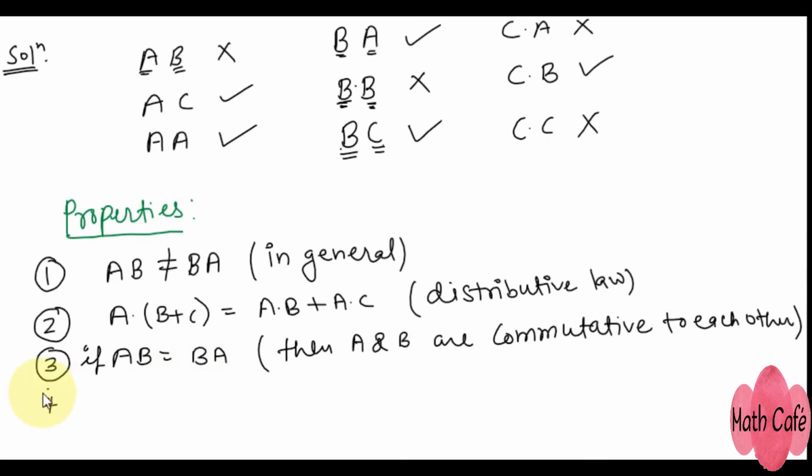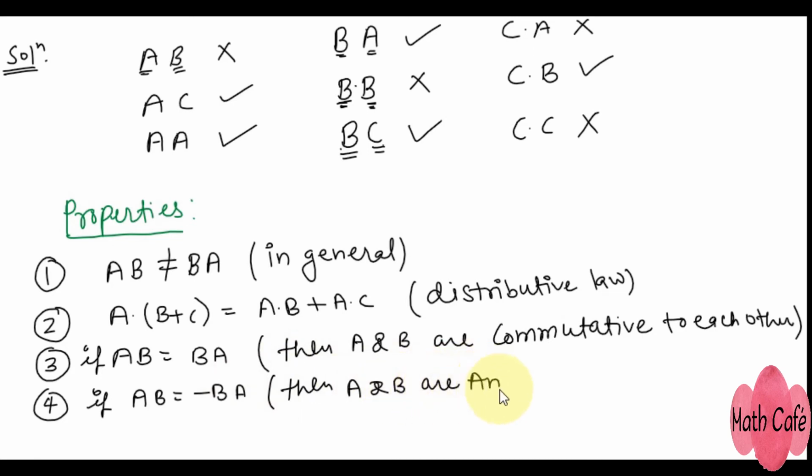And in the fourth point, we will see that if AB is equal to minus BA, then A and B will be called anti-commutative to each other. Then A and B are anti-commutative, or anti-commute to each other.